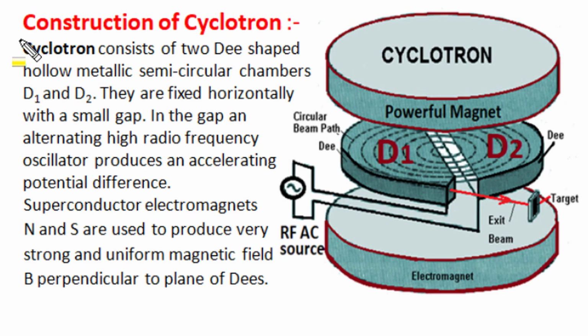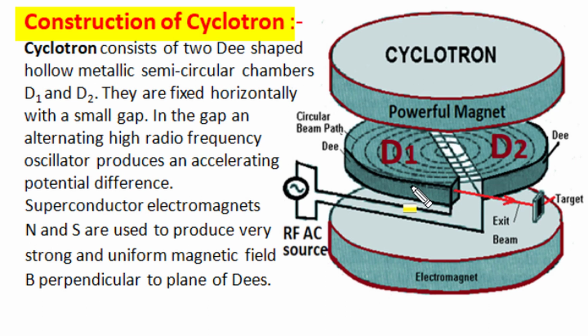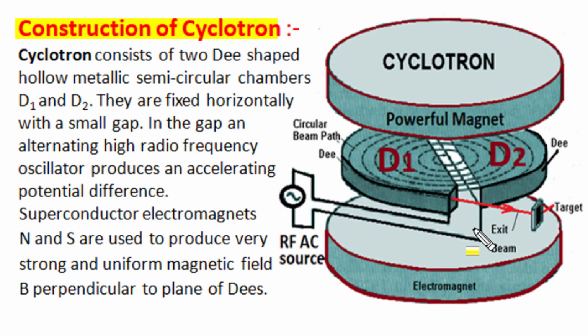Before explaining the working of the cyclotron, first understand the construction of the cyclotron. A cyclotron consists of two D-shaped hollow metallic semicircular chambers having vacuum, called D1 and D2 here. These chambers act as a Faraday cage and won't allow penetration of the electric field produced between the two Ds inside the box. Now these two Ds are fixed horizontally with a small gap, and in that gap a high radio frequency alternating source produces considerable potential difference and alternating accelerating potential to impart energy to the charged particle by the work done of the electric field.